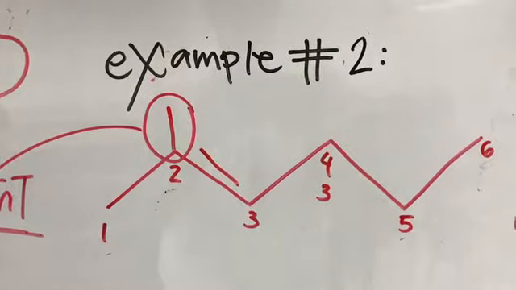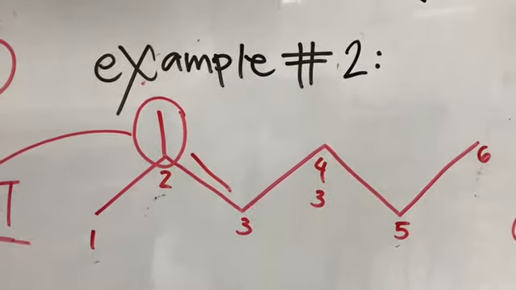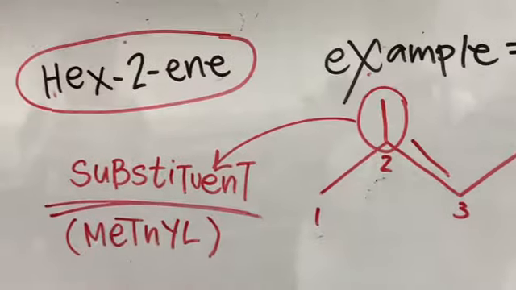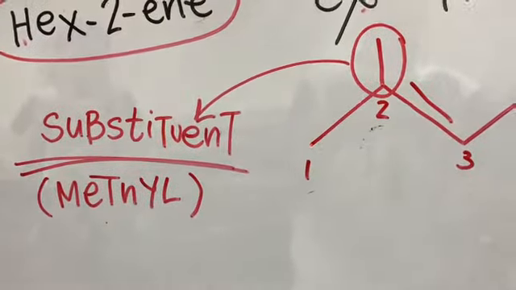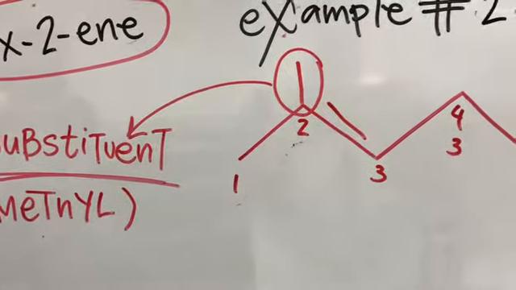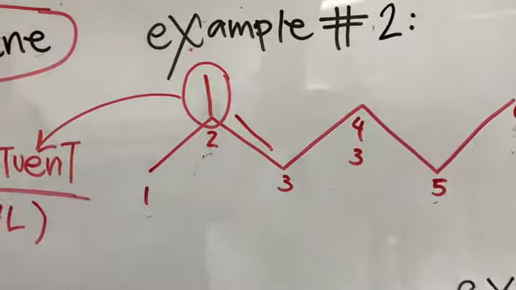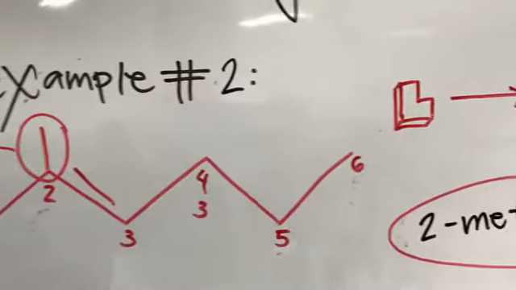Let's try this example. In this case, we should start counting on the left side because of the double bond and substituent. The double bond is at carbon 2, and a substituent, which is a methyl because it is a 1 carbon atom, is also at carbon 2. This molecule is a hexene, so we name this molecule as 2-methylhex-2-ene.